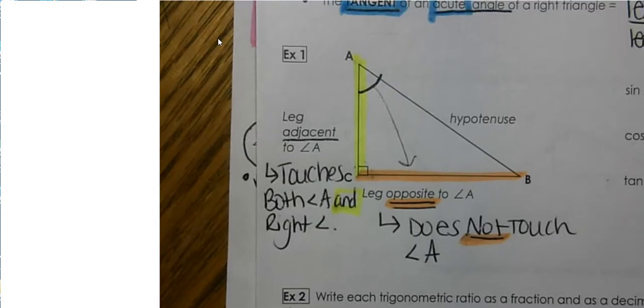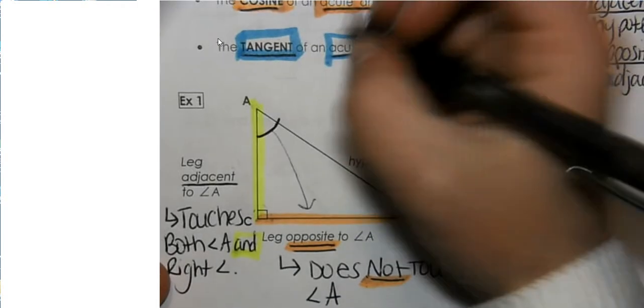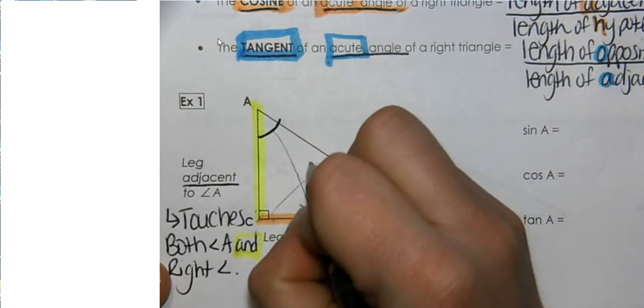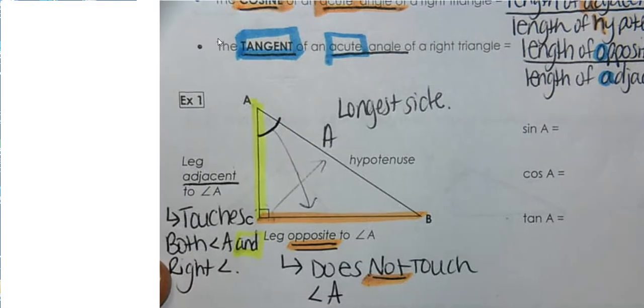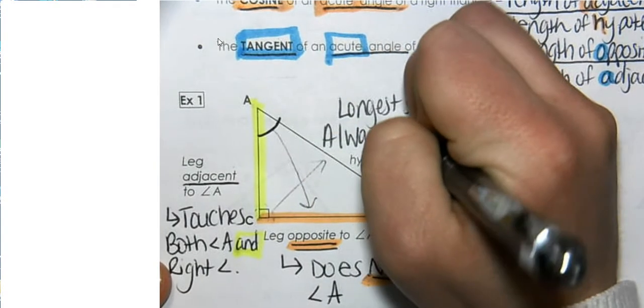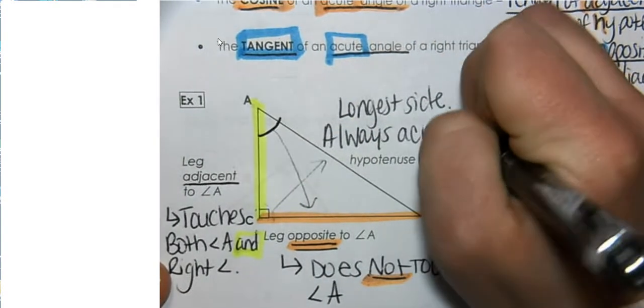Finally, we have the hypotenuse, and the hypotenuse is always across from the right angle, and it is the longest side. So I'm writing it's the longest side, and it's always across from the right angle.